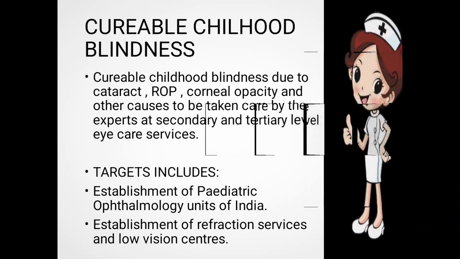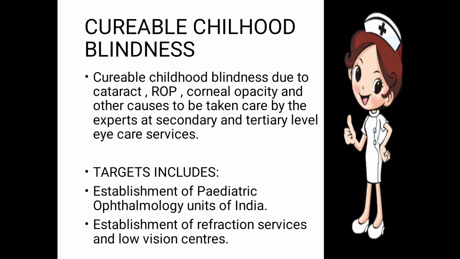Next one is curable childhood blindness. Curable childhood blindness caused due to cataract, which we can cure. These are those childhood blindness which one can cure. So curable childhood blindness due to cataract, retinopathy of prematurity, corneal opacity, and other causes are taken care of by the experts at the secondary and tertiary levels of eye care services.